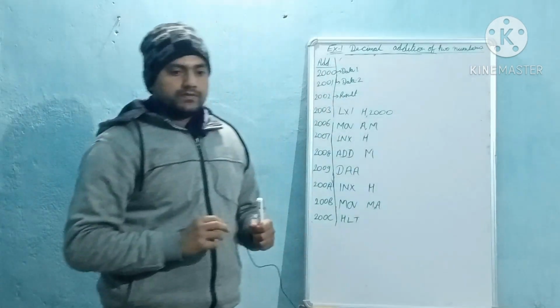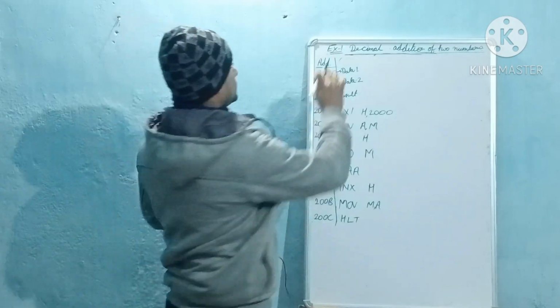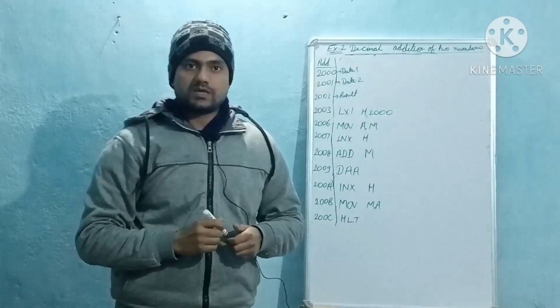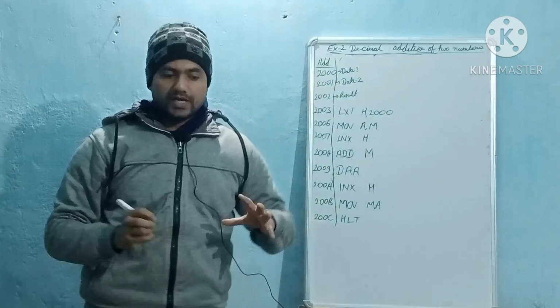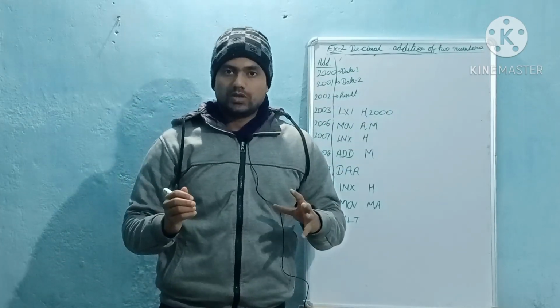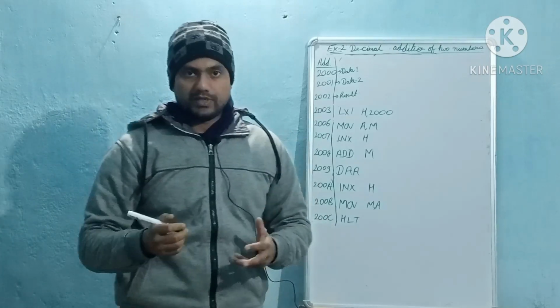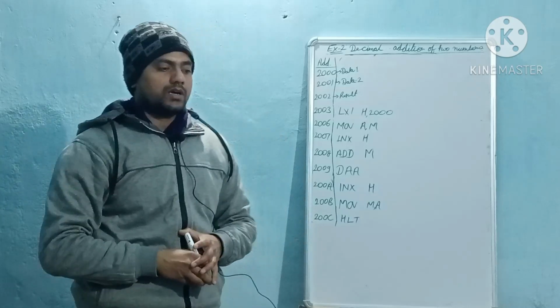In this video, I will explain the second experiment, both in machine language and assembly language: decimal addition of two numbers. So how can we add two decimal numbers by using the 8085 microprocessor?